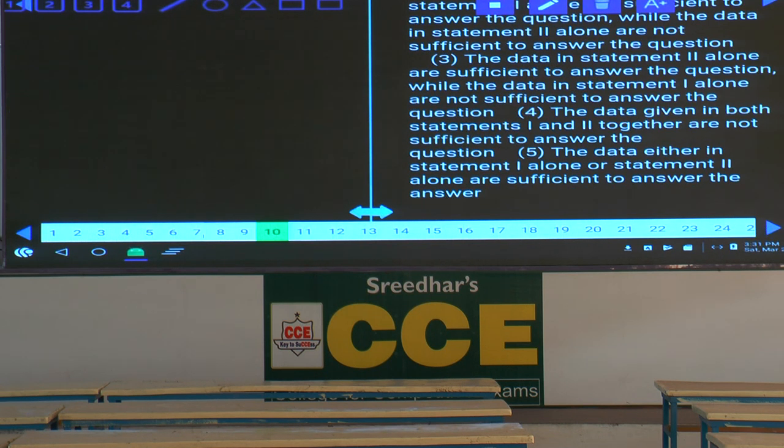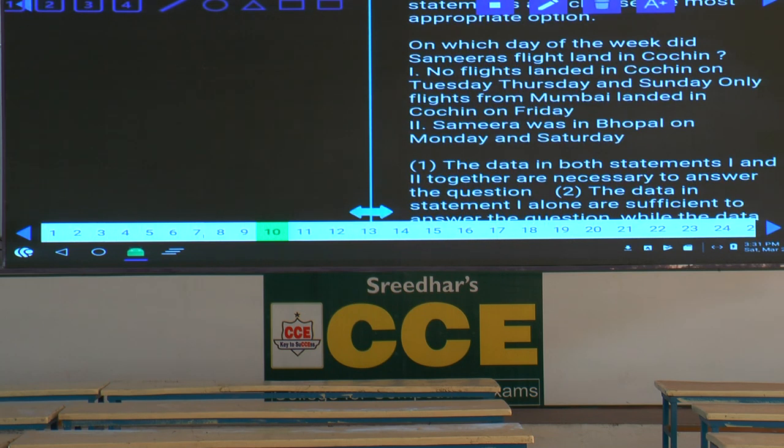Then 10th one. Now question number 10, on which day of the week did Samira's flight land in Cochin? Now we need to find out the day. No flights landed in Cochin on Tuesday and Thursday and Sunday. Only flights from Mumbai landed in Cochin on Friday, isn't it? Now the information is regarding Cochin. Tuesday, Thursday, Sunday ruled out. Hence Monday, Wednesday, isn't it?